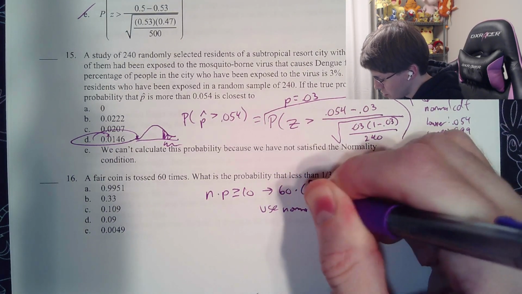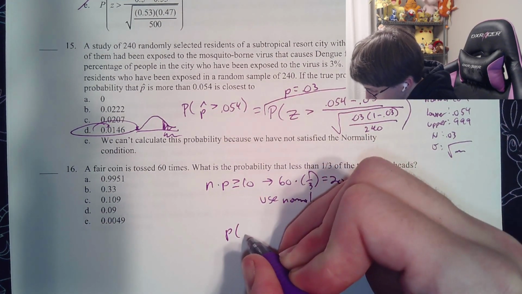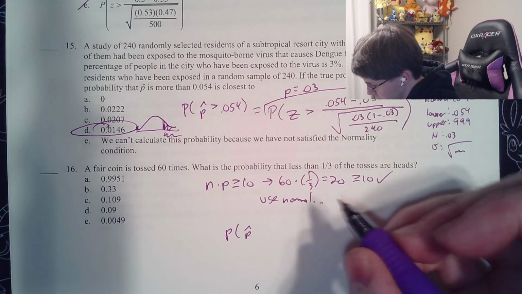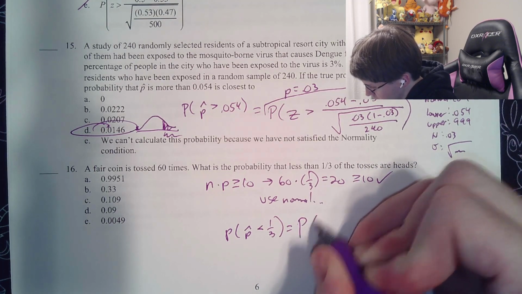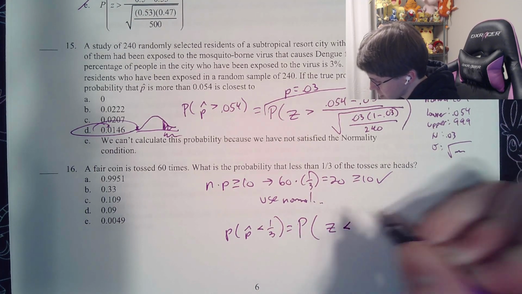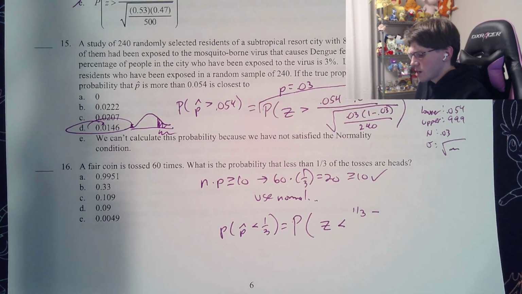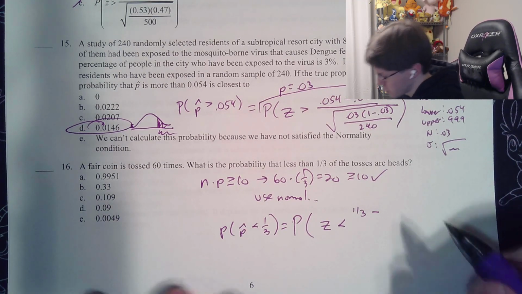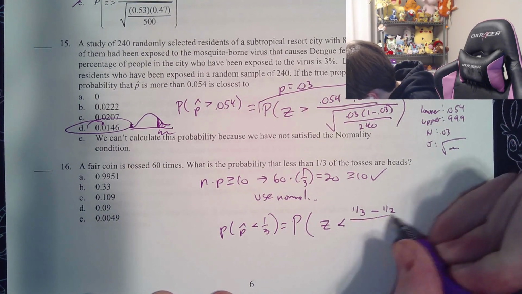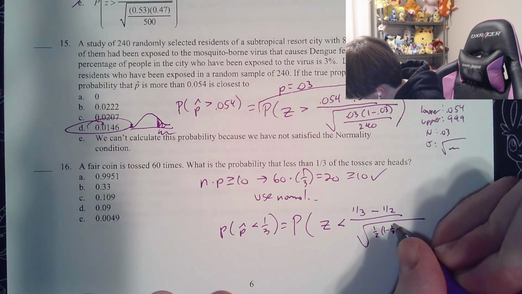So just like we had up here, we're doing the probability of p hat being less than 1/3, which is going to be equal to the probability of z being less than, and now we have our true value 1/3 minus. Now, what is the actual population value? Well, it's really straightforward. It's 1/2. Half of them should be heads in a real world situation. So minus 1/2 divided by the square root of 1/2 times 1 minus 1/2, which is also just 1/2, divided by 60.